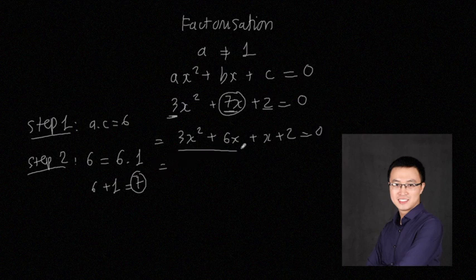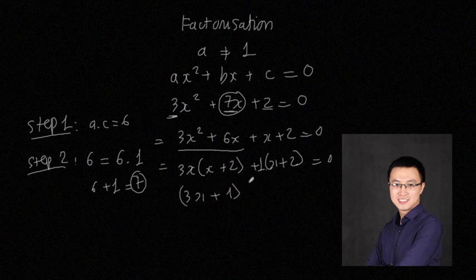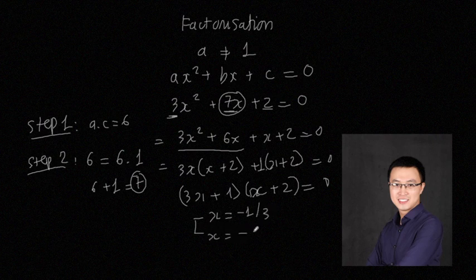The first two terms, the common factor is 3x. And the second one is 1, so 1 will be outside. So that's why I will have (3x plus 1) times (x plus 2) equal to 0. And then I can identify the first x equal to minus 1 divided by 3 and the second one is minus 2. Okay, so in this video we continue to practice this technique more and more.